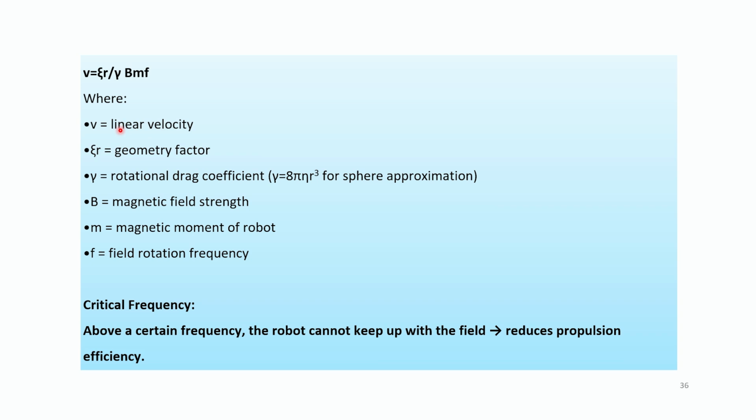So that's the expression. v is the linear velocity, which depends on the geometry factor and the rotational drag coefficient, which is equal to 8 pi eta r squared for a sphere. B is the magnetic field strength, Nm is the magnetic moment of the robot, and Nf is the field rotation frequency. Above a certain frequency, the robot cannot keep up with the field, which will reduce propulsion efficiency. That is the shortcoming.